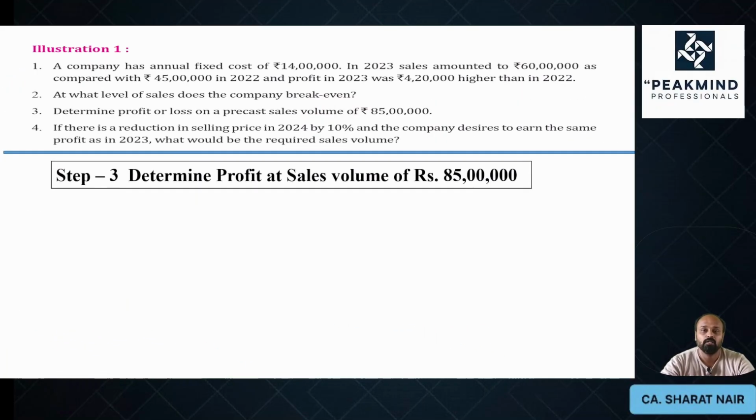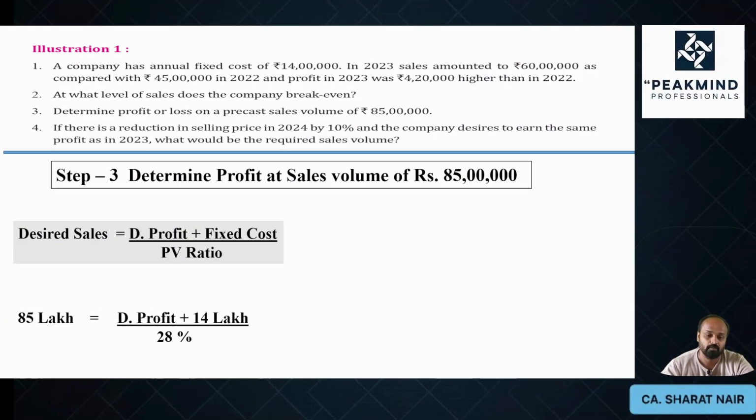Next, at the sales value of 85 lakh, what will be my profit? That is the next part of the question. Desired sales, we know the formula is desired profit plus fixed cost divided by PV ratio. Hence here, 85 lakh sales, desired sales is given. Let us put an X for desired profit, and fixed cost is given which is 14 lakh, divided by PV ratio which we have now found, which is 28%.